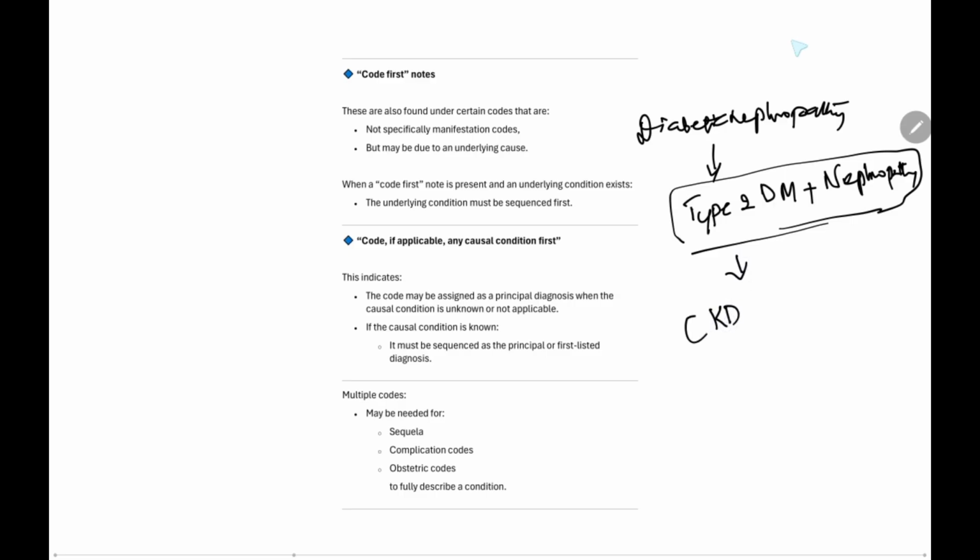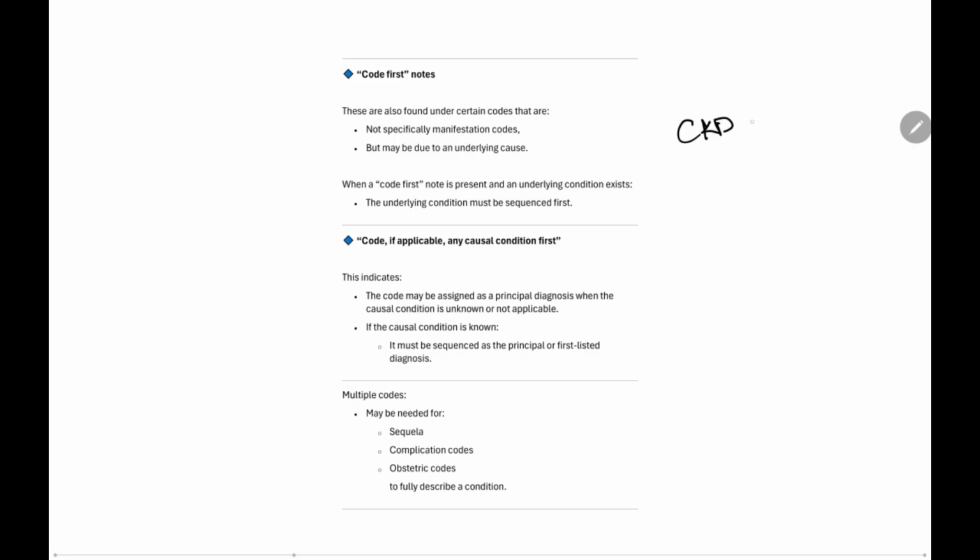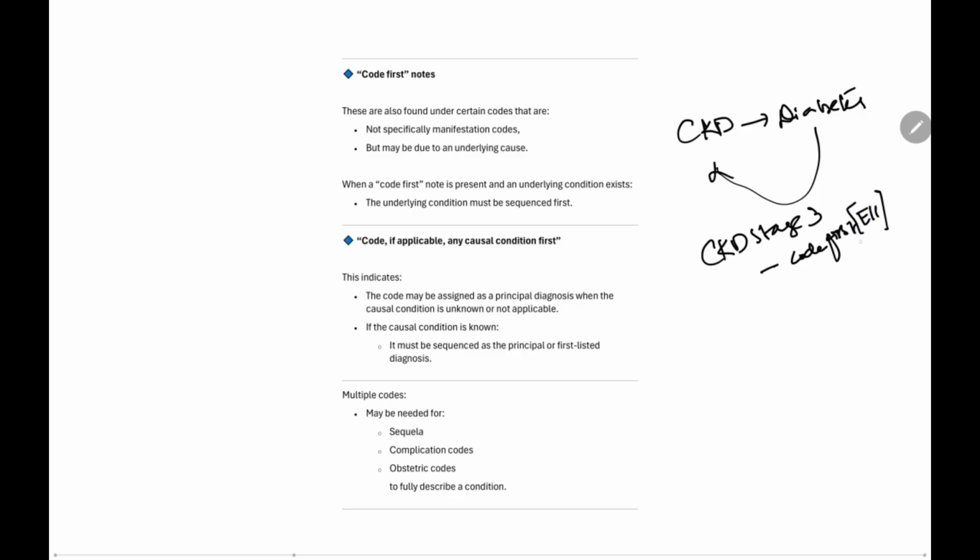CKD, chronic kidney disease due to diabetes. Okay, first we got diabetes, then because of that you got CKD. So what is code first? When you go to CKD stage 3, you might see something like this: code first, and the diabetes code, you will see like E11. So when you see in the tabular, N18.3 under CKD stage 3, 18.3 means stage 3, and N18 is the chronic kidney disease main character code.